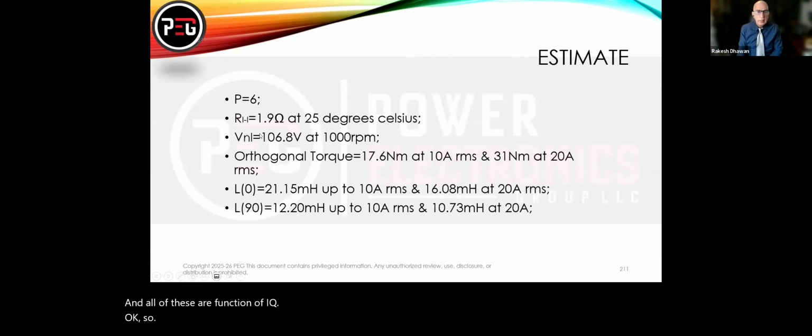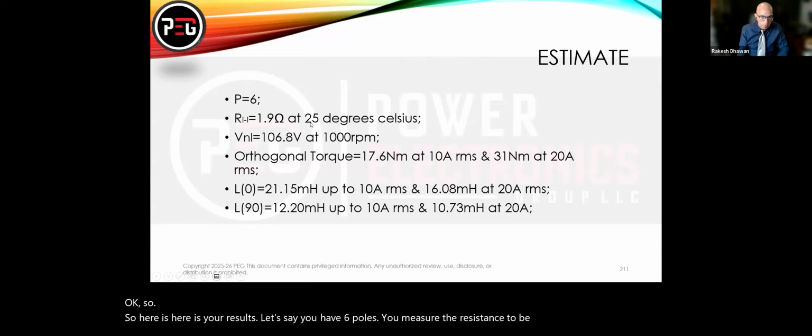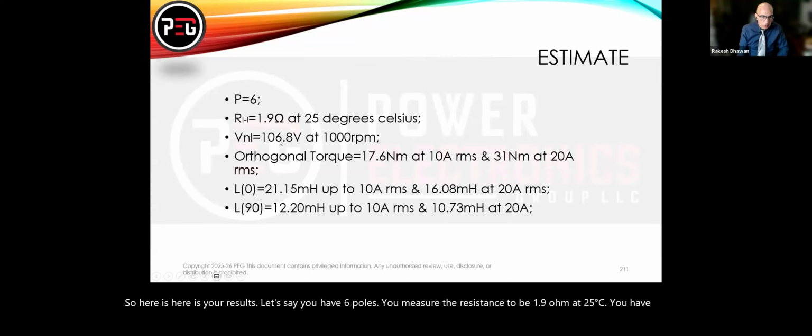So here are your results. Let's say you have 6 poles. You measure the resistance to be 1.9 ohm at 25 degrees Celsius. You have no load voltage of 106.8 volts at 1000 RPM.